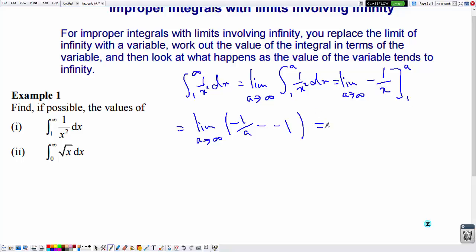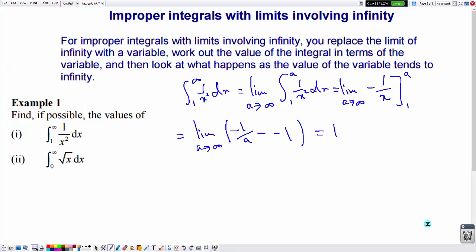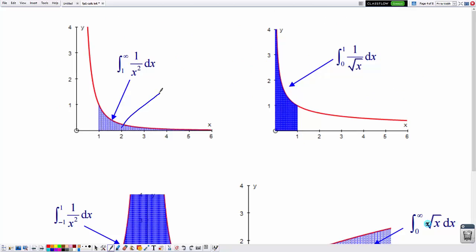Now what is this? Now we finally work out the limit. So as a tends to infinity, this thing here, think about this as a gets infinitely big. What is 1 divided by something that's infinitely big? Well, it's going to go to 0. As a tends to infinity, this tends to 0. So this whole thing, 0 minus minus 1, is just plus 1. That's it. So this integral that we looked at of 1 over x squared between 1 and infinity is equal to 1. So this area, if you go back to the graphs, has size 1.